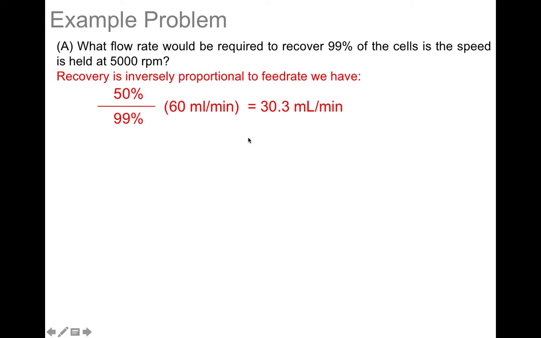If you want to recover more cells, you have to slow down the flow rate, right? Which makes sense. If you speed the flow rate through a continuous system, it has less time for the cells to separate. So basically, if you're increasing this number, the flow rate needs to go down.